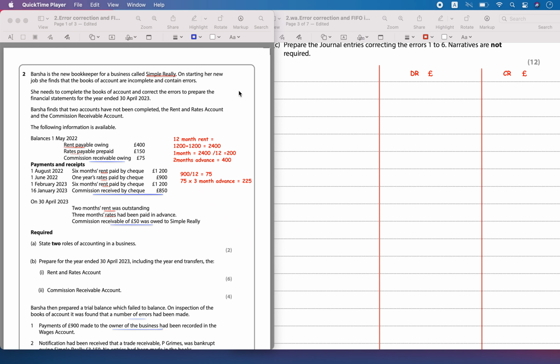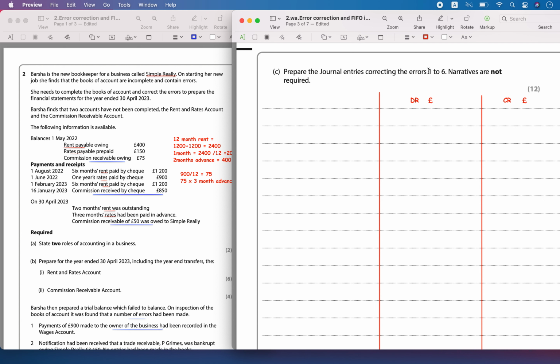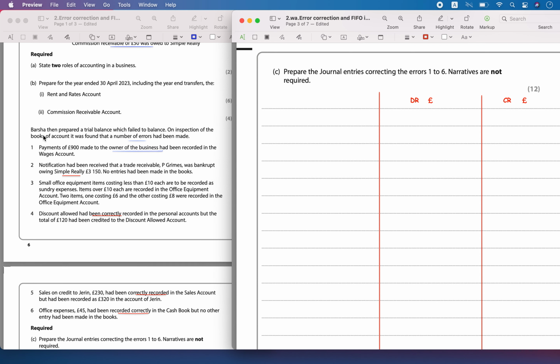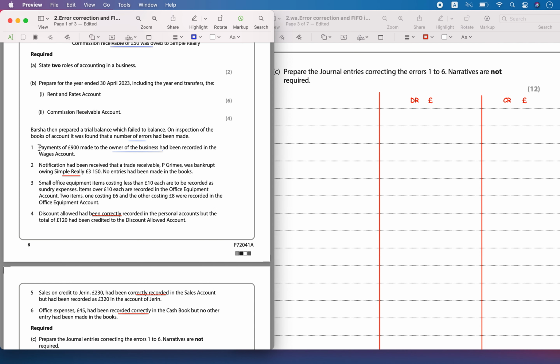Hello, today we are going to solve May 2023 paper question number 2. Prepare the journal entries correcting the errors 1 to 6, narratives not required. Barsha prepared a trial balance and it had some errors. So we are going to solve each of these errors from 1 to 6 and thereby prepare a journal entry for the same.